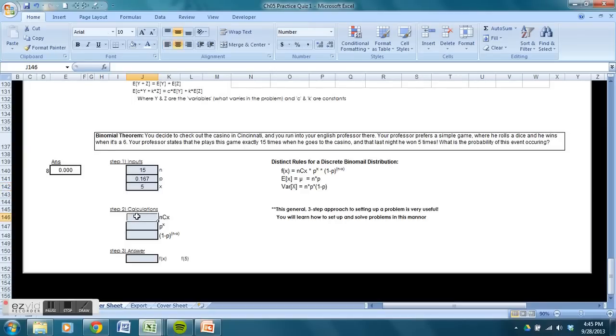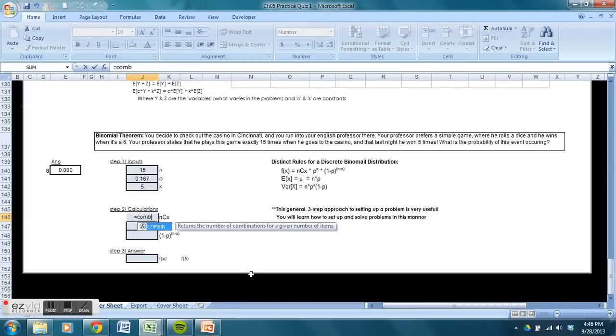Calculations. I'm setting it up for you to see so that you can do this step, but you have to be able to look at this formula and say, oh, first I solve for NCX right here, then I solve for p to the x, then I solve for 1 minus p quantity to the n minus x power, then I can just multiply those things together and get the answer.